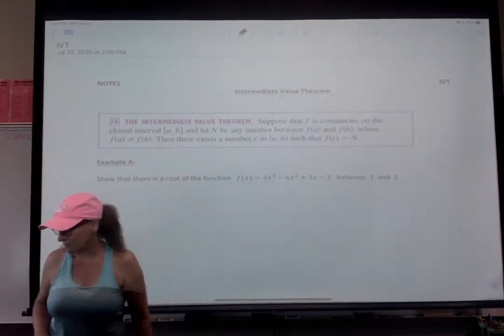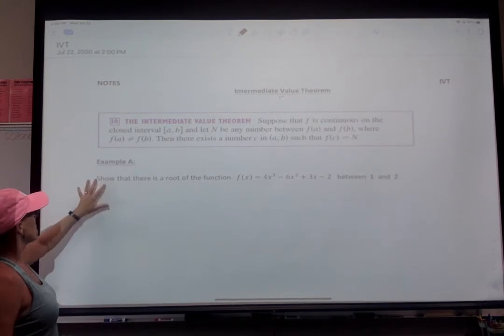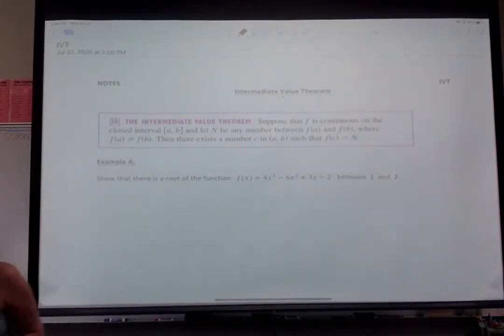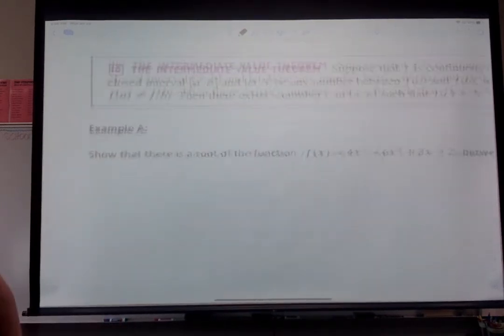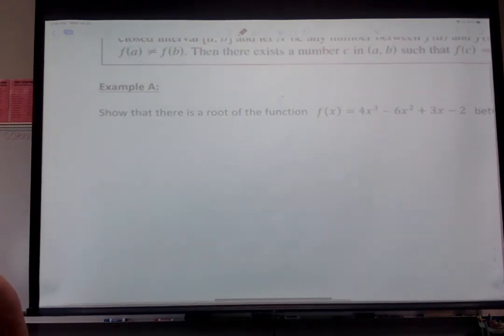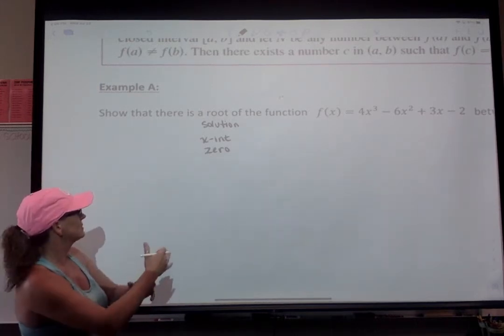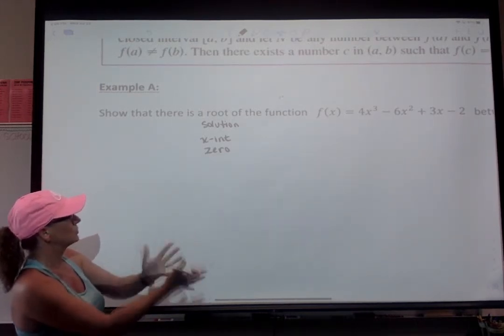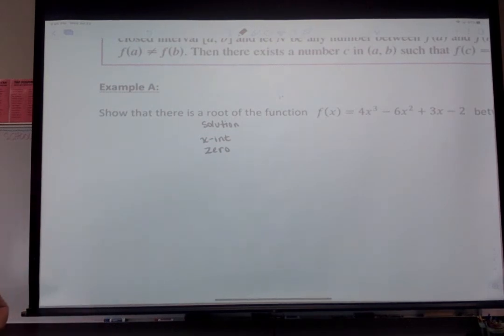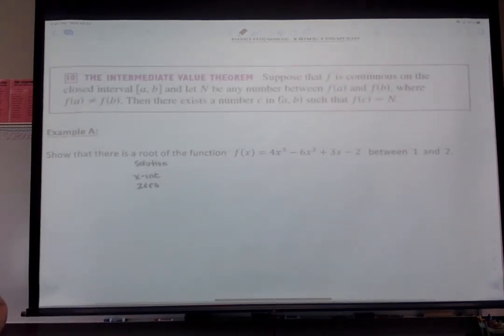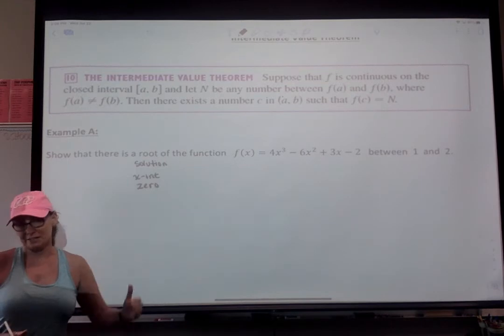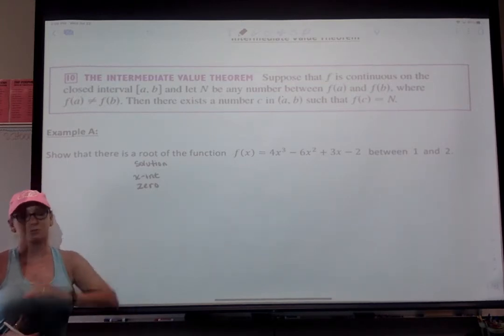well, that's kind of confusing. Let me just start with this. Show that there is a root. By root I mean solution, x-intercept, or 0. When it crosses the x-axis, it could be called x-intercept, 0, solution, or root. Show that it crosses the x-axis between x equals 1 and x equals 2.